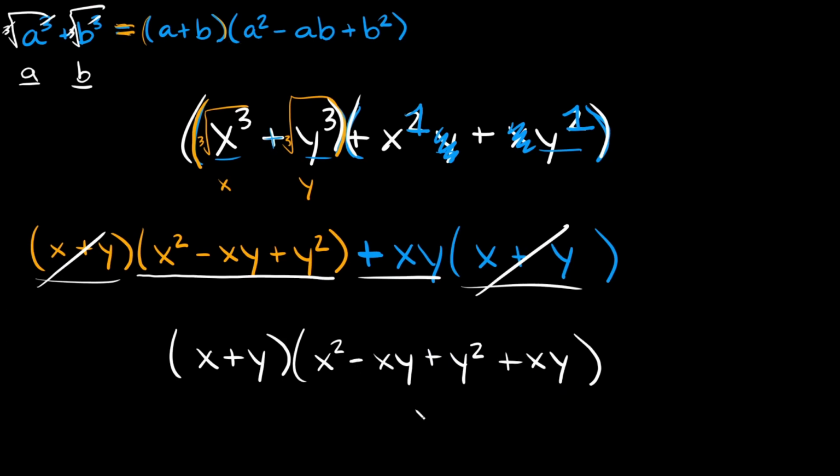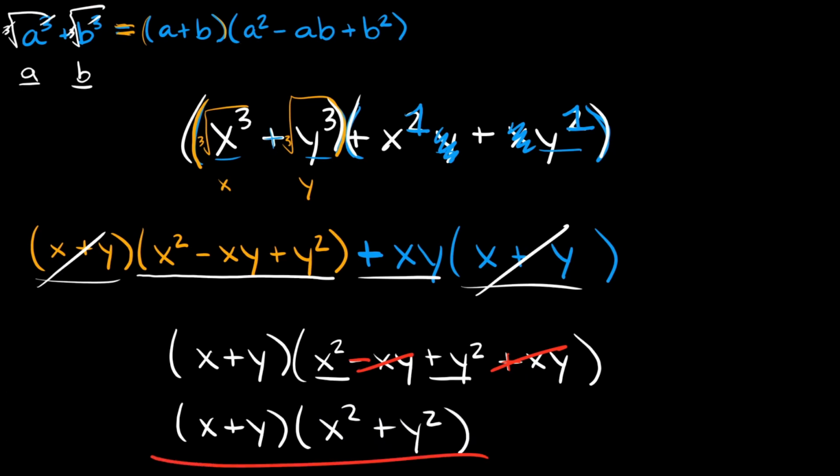Now we're almost done, but there's something we can simplify right here, and that is we have a minus xy and a positive xy. Those are just going to cancel each other out. So lastly, we're going to be left with x plus y in these parentheses, and then in these parentheses, we're going to be left with x squared plus y squared. So that right there would be your final answer.